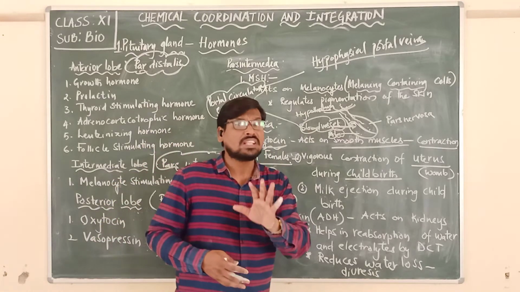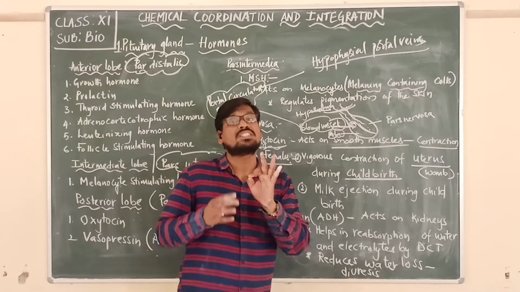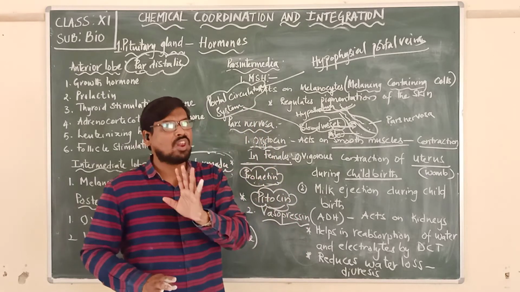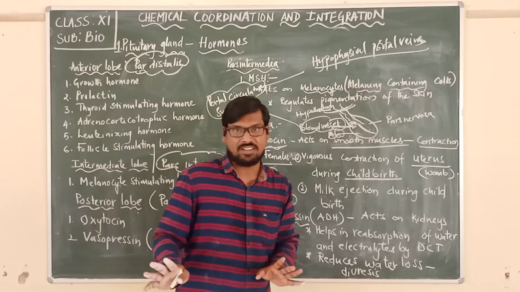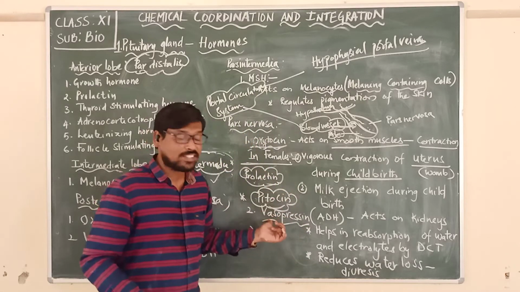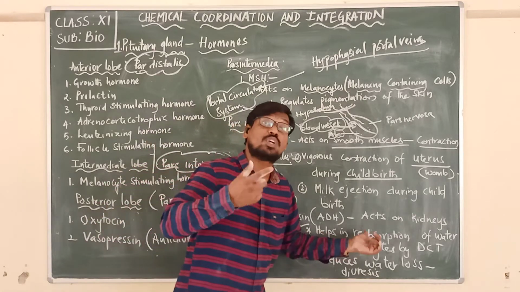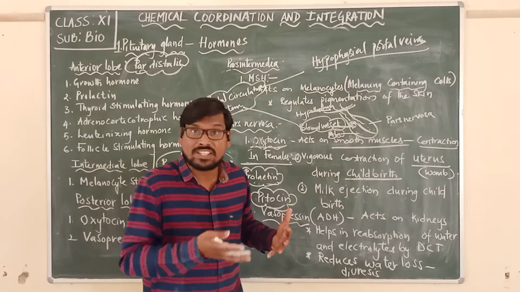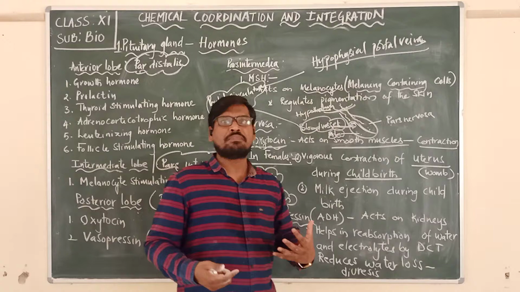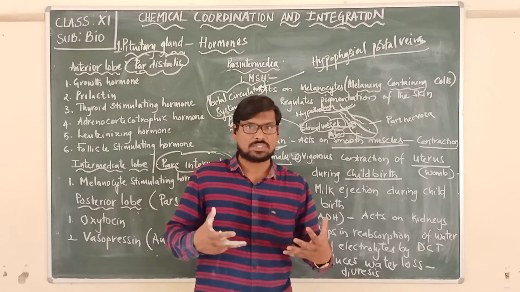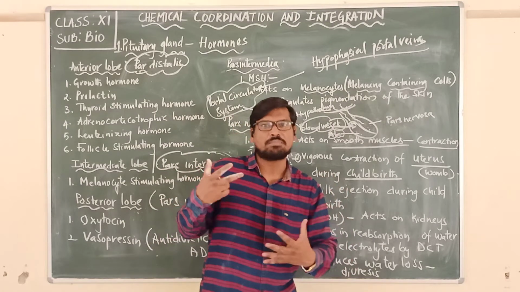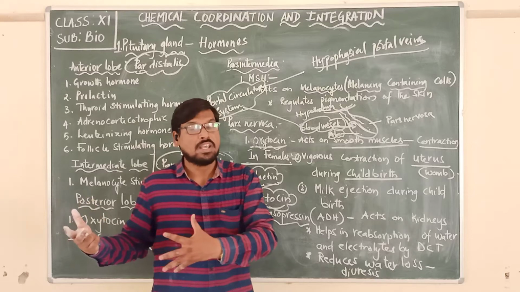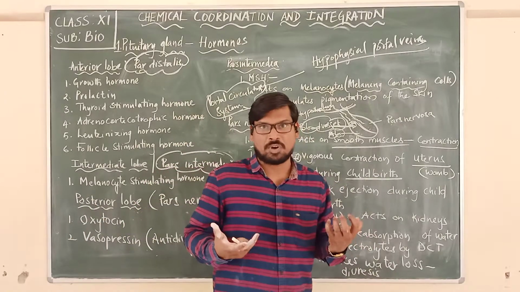It will not allow the loss of water simply through the urine. So it is this hormone, vasopressin, which helps in reabsorption of water that is getting excreted through the kidneys. Suddenly, when the body is given some task or performing some activity, there may be dehydration in the body.